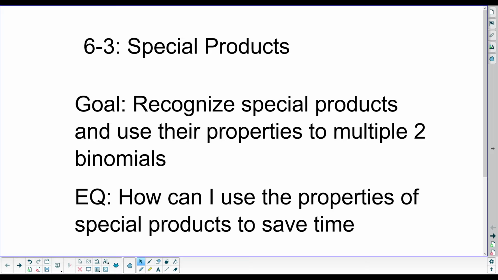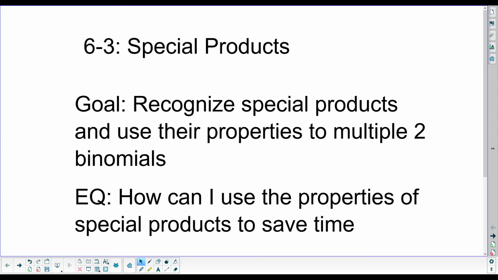Today we're going to look at some special products. The only thing that's special about these is that they follow a pattern. If you can see that pattern, then you can take some shortcuts to doing the multiplication. So our goal today is to recognize those special products and to use those properties to multiply these things together.